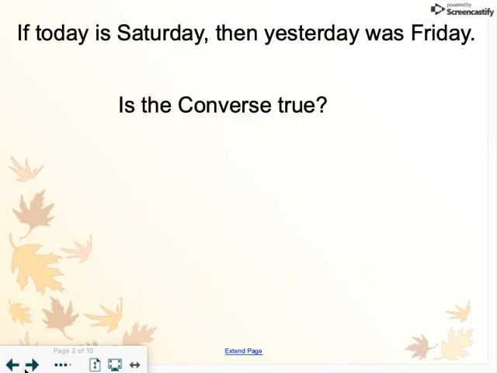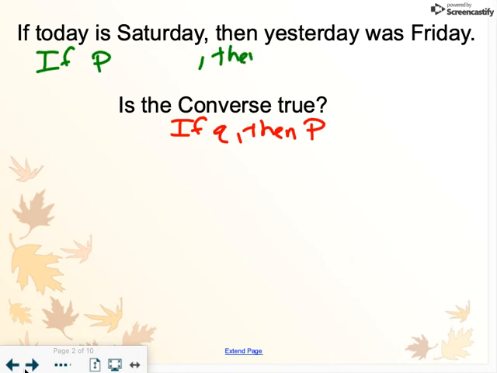So looking at our first one here, if today is Saturday, then yesterday was Friday. Is the converse true? So we have to use our prior knowledge here. Right? Our converse is if Q, then P. Our statement here is written as a conditional as if P, then Q. So let's change this around.